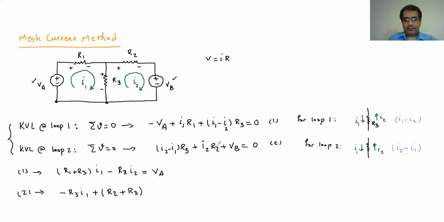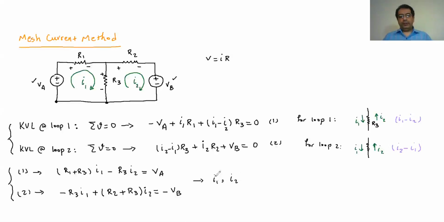And so I have the R2 and R3 for the I2. And then I take all the constants to the other side. So the constant I have is this one, so it's going to be negative VB. And then now I have two equations, two unknowns. And then when I solve this, it's going to give me I1 and I2.